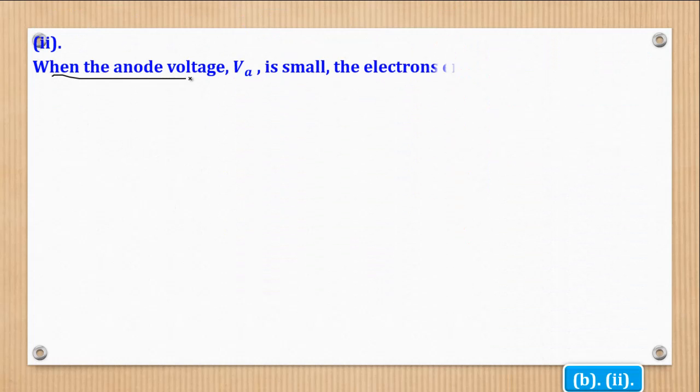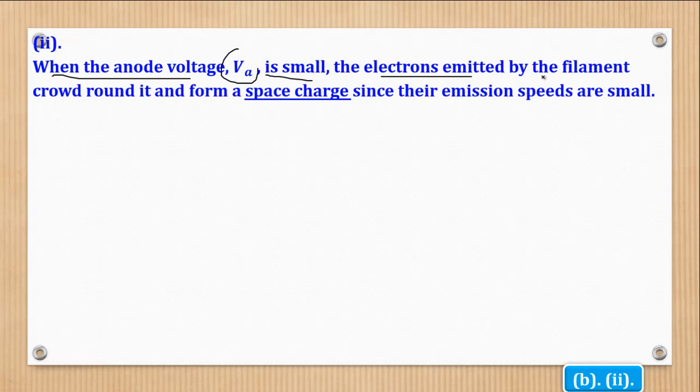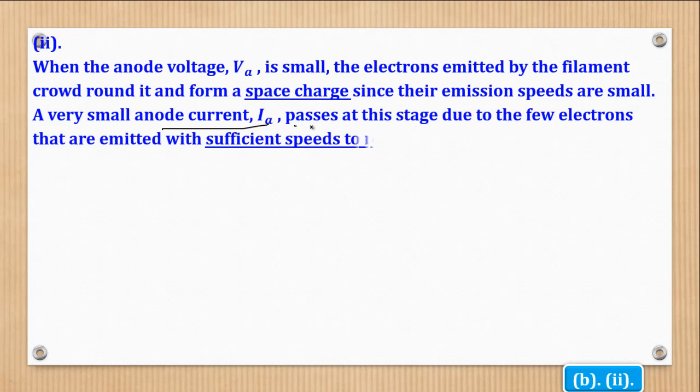So when anode voltage VA is small, the electrons emitted by the filament crowd around it and form a space charge, since their emission speeds are small. A very small anode current, IA, passes at this stage due to few electrons that are emitted with sufficient speed to reach the anode.